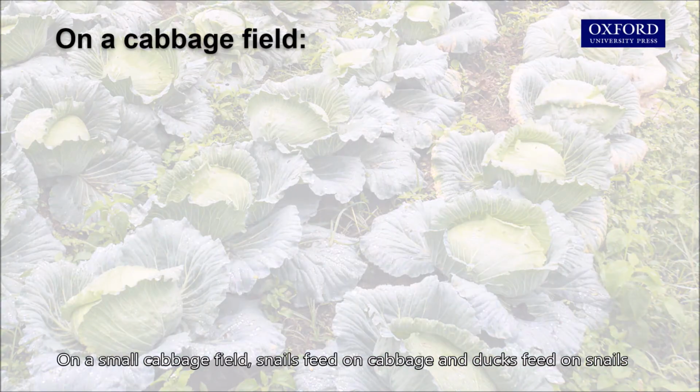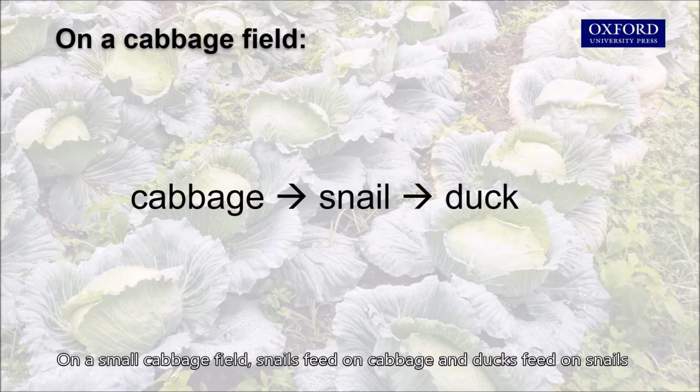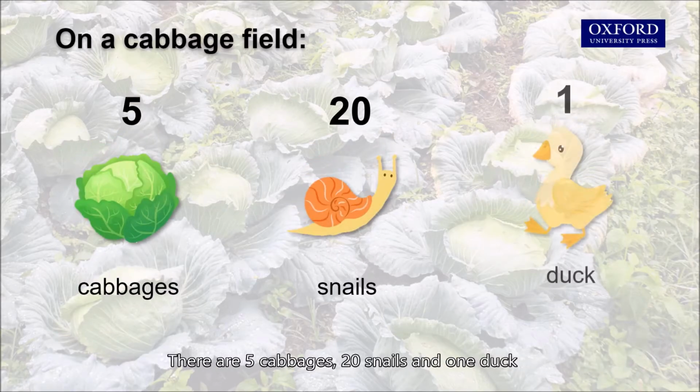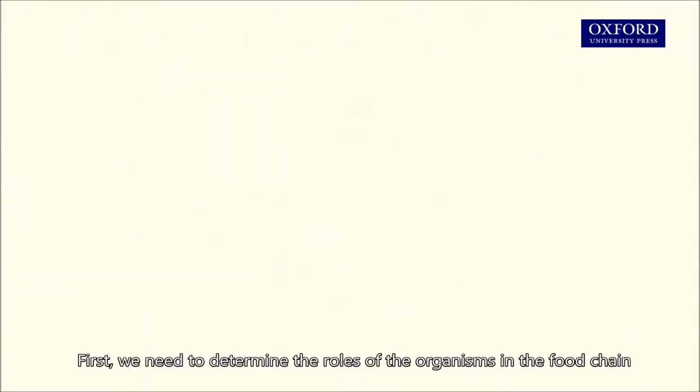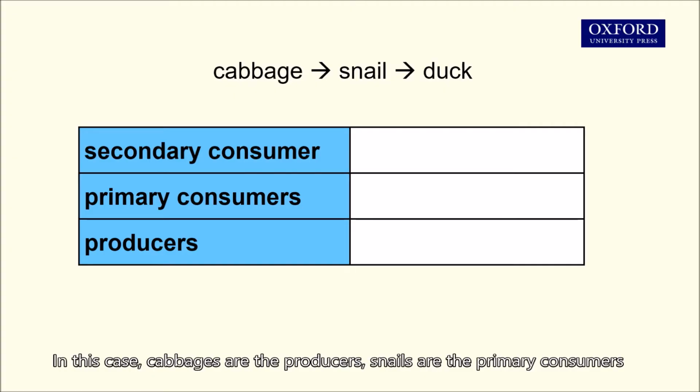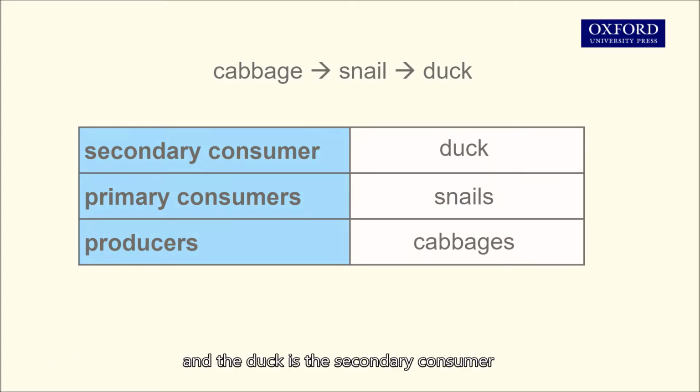On a small cabbage field, snails feed on cabbage and ducks feed on snails. There are 5 cabbages, 20 snails and 1 duck. First, we need to determine the roles of the organisms in the food chain. In this case, cabbages are the producers, snails are the primary consumers, and the duck is the secondary consumer.